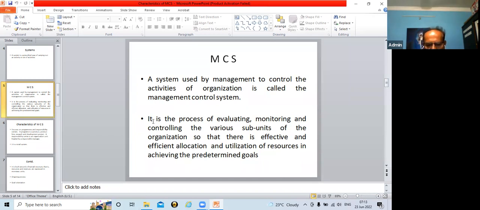We need to control, no? Am I correct or not? If a group of people are going away from the objective or goal, we need to control them, no? Correct or not? Hello? We have to control or not? Hello? We have to control them, no?